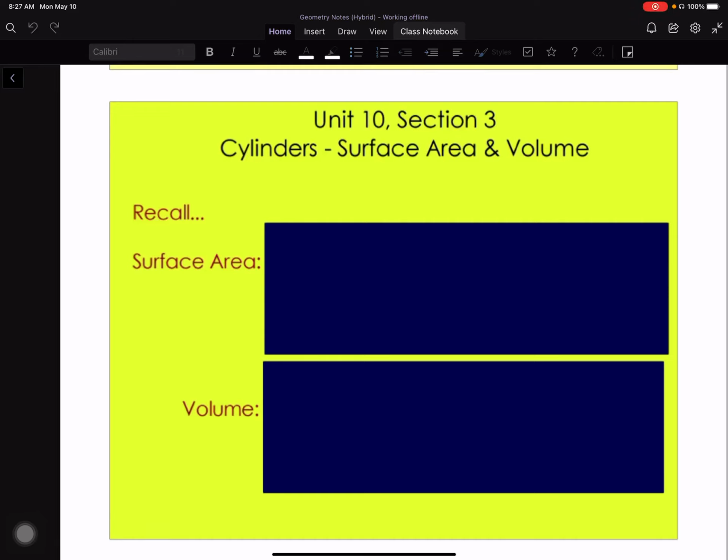All right, we are on to Unit 10, Section 3, which is all about cylinders. We'll cover both surface area and volume in this section.